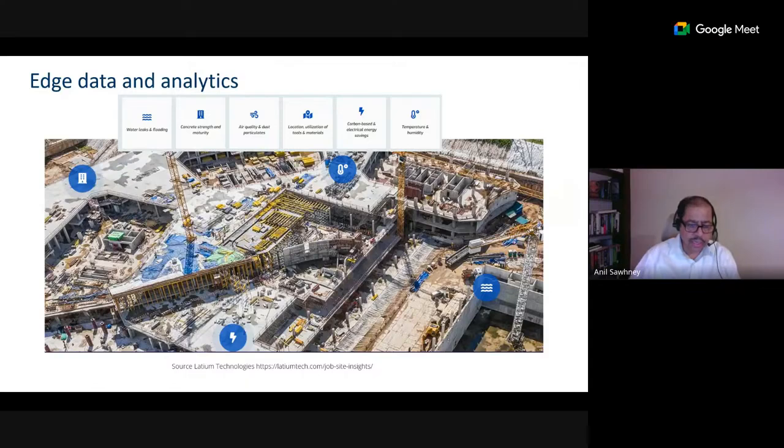So this is on a Canadian construction site that they have deployed. This is an example from Canada. There's a company called Latium Technologies which has deployed this tool.